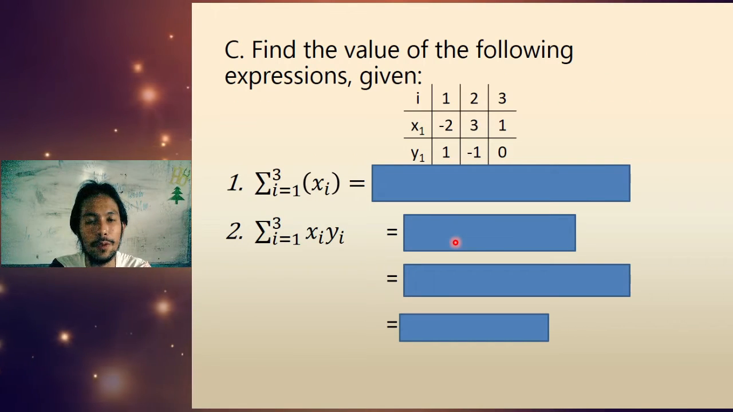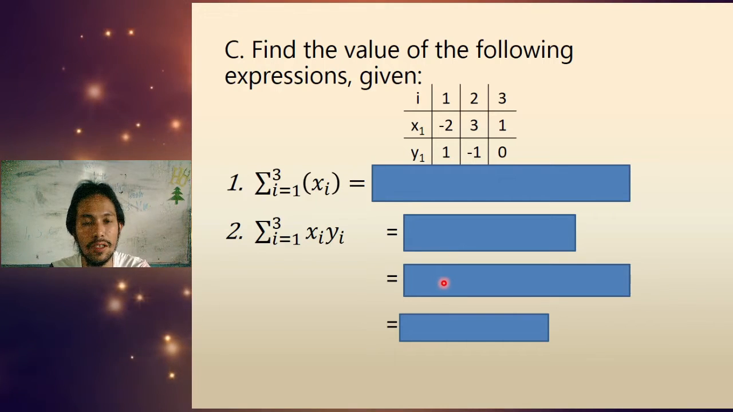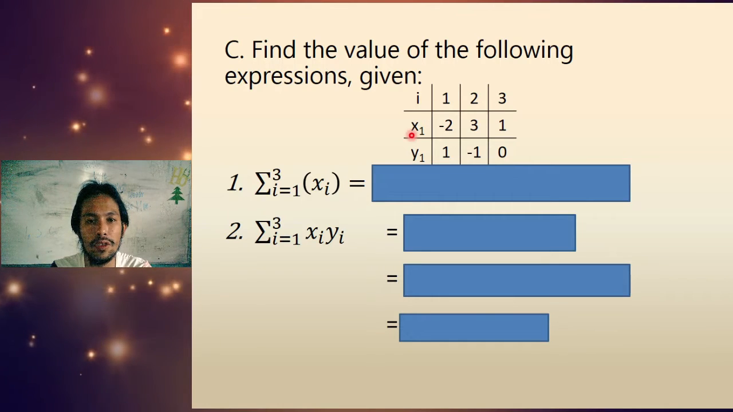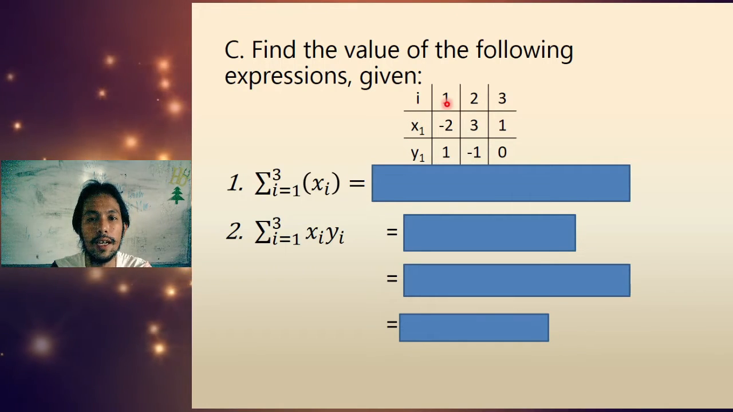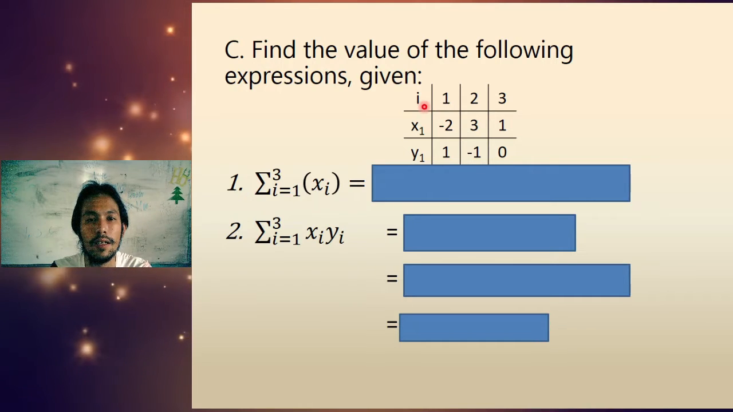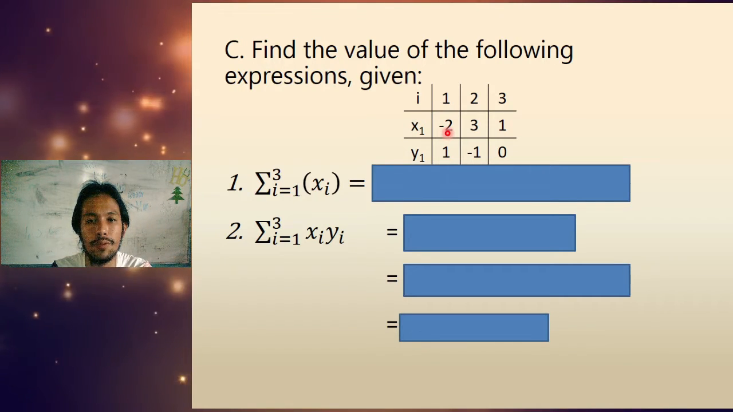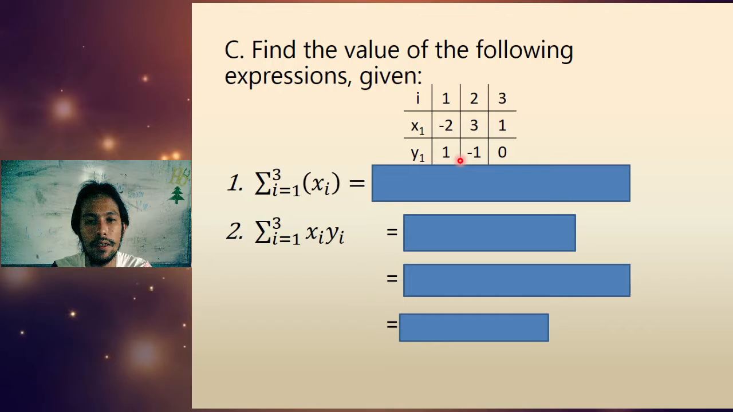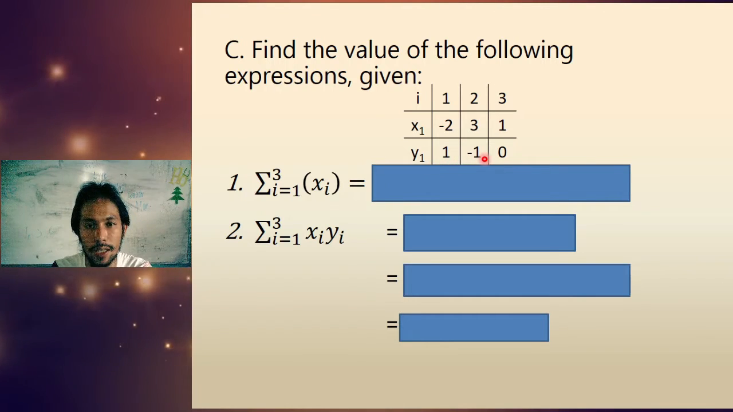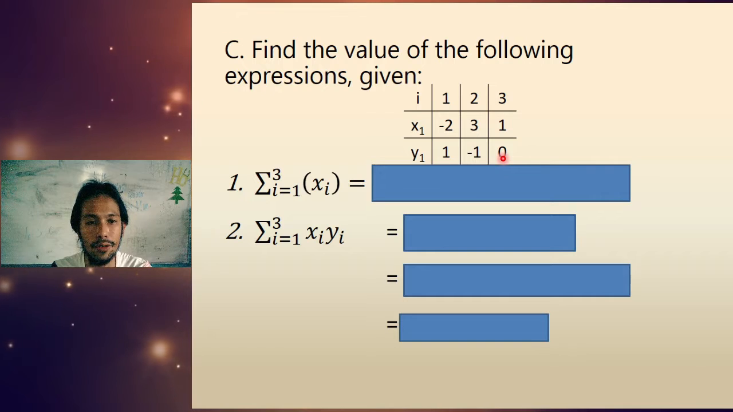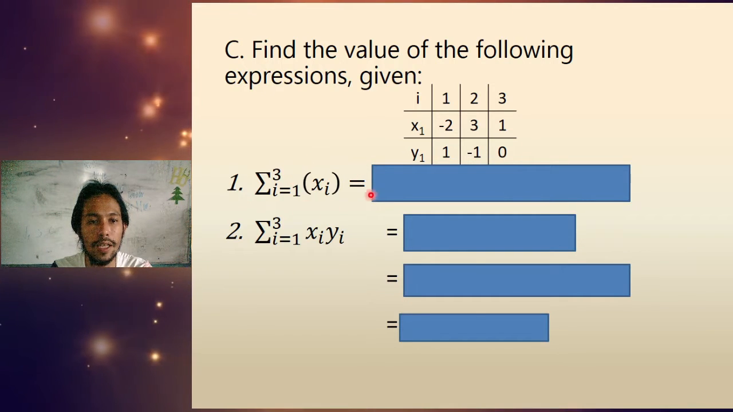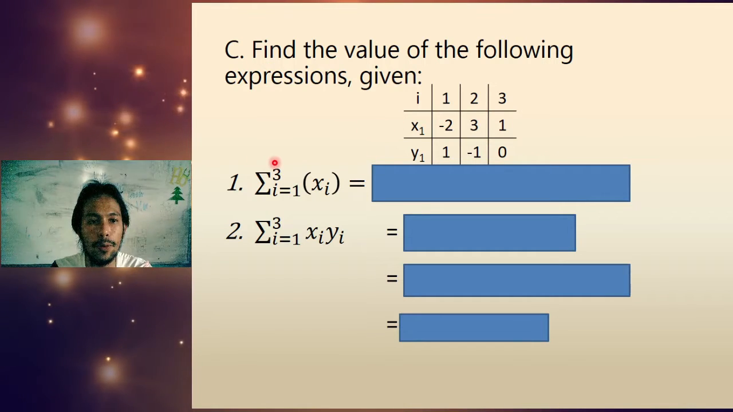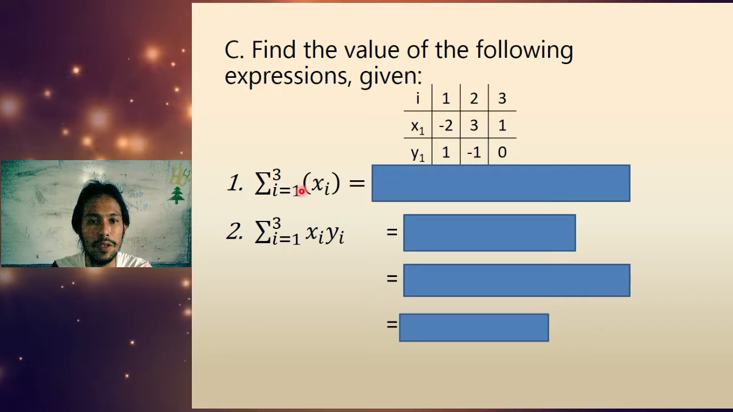So, find the value of the following expressions given. Kani, pangitaan na nato siya og value. Ang table given, so i sub 1, ang x sub 1 kay negative 2, x sub 2 kay 3, x sub 3 kay 1. Unya ang y sub 1 kay 1, y sub 2 kay negative 1, unya ang y sub 3 kay 0. So, ang formula dire kay x sub i ra, so kanang mga value ang gamiton. Ang upper limit kay 3, unya ang lower limit kay 1, so mag-start ta sa 1.